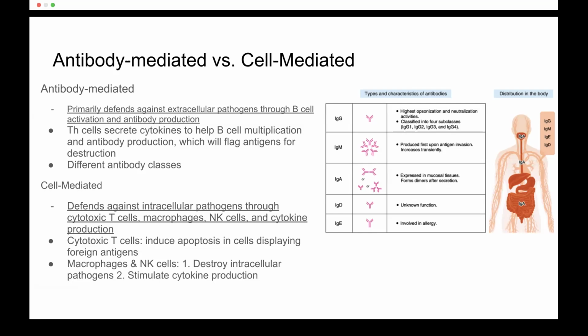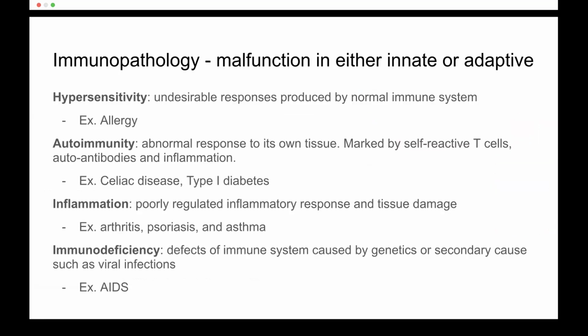And then after the rationale of the immune systems, I want to talk about what kind of pathologies we have, what kind of malfunction, what could go wrong to our immune systems, and what would happen.